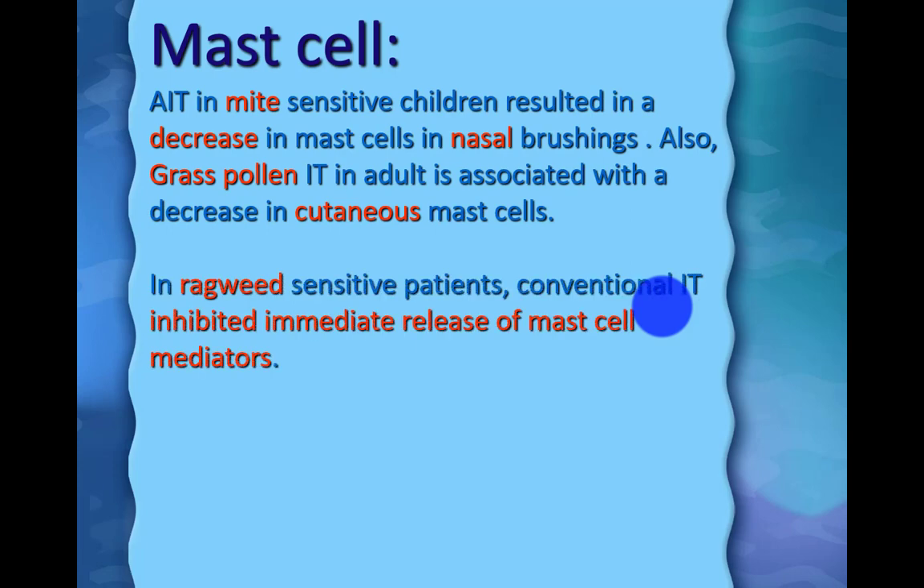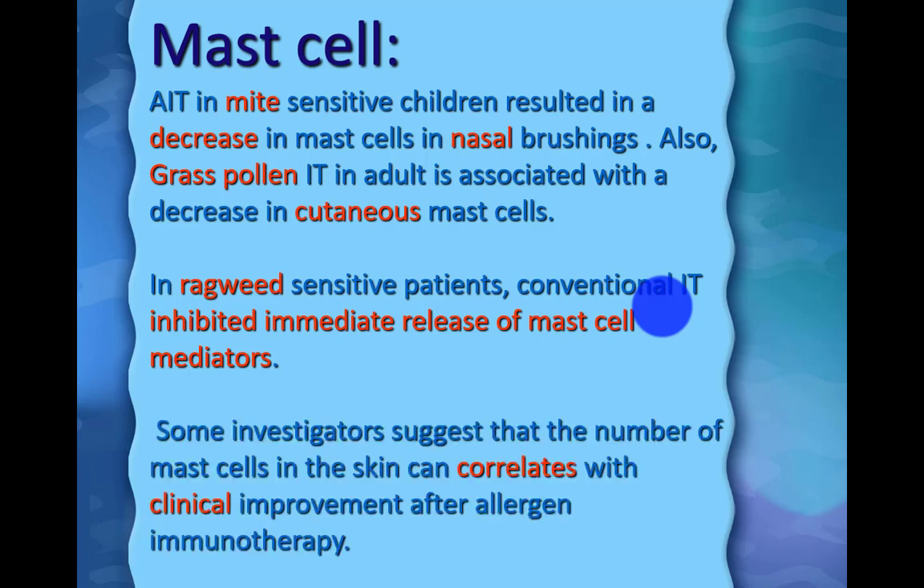Mast cell. AIT in mite-sensitive children resulted in decrease in mast cells in nasal brushing. Also, grass pollen IT in adults is associated with decreased cutaneous mast cells. In ragweed sensitive patients, conventional IT inhibits immediate release of mast cell mediators. Some investigators suggest that the number of mast cells in the skin can correlate with clinical improvement after allergy immunotherapy.